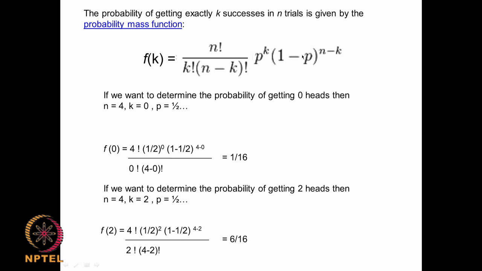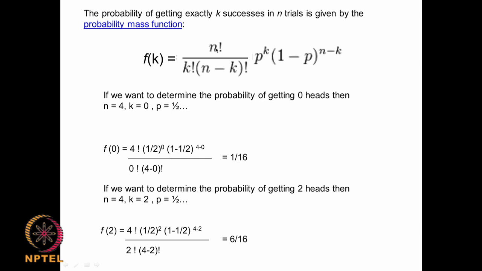So in the previous problem, I am tossing the coin 4 times, okay, n will be equal to 4. If I want to know what is the probability for 0 heads, then k will become 0 and p is half, because I can get either head or tail. So probability is p, which is half. Okay, so p is half, n will be 4, and if I want to get 0 heads, what is the probability I want to calculate? I will put k as 0.